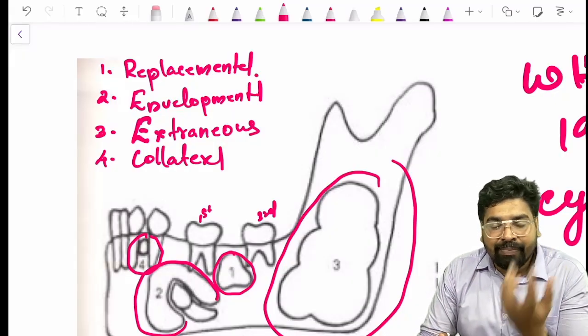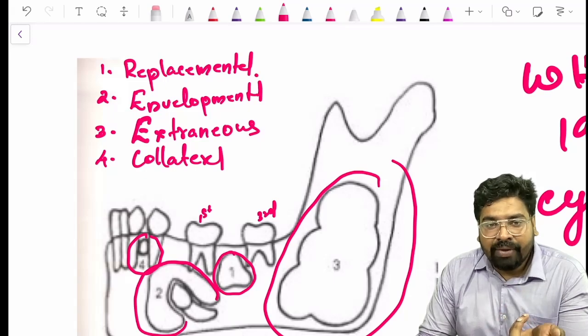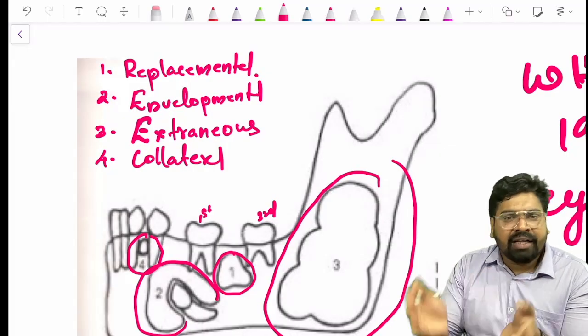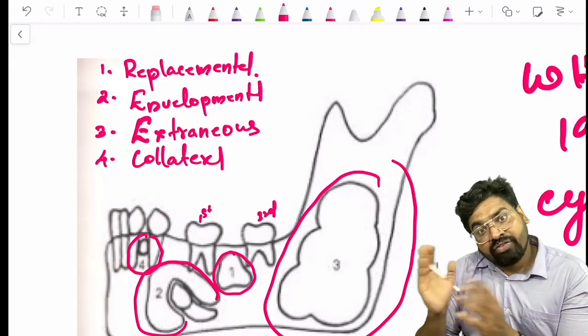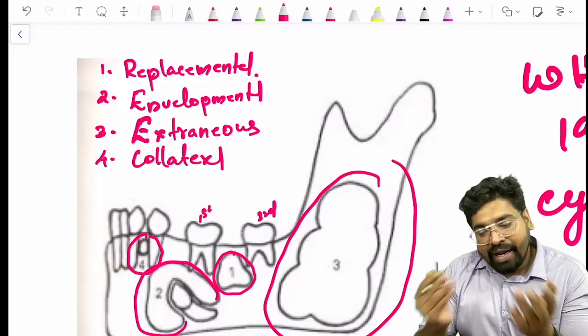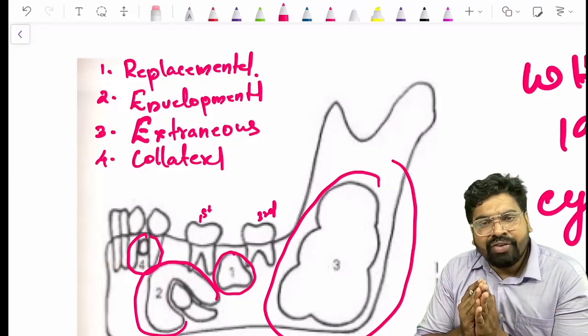Okay, so one is a replacemental, if it is replacing a tooth bud. If it is originating in an impacted tooth, covering it, that is envelopmental. Third one is extraneous, if it is occurring in the ramus region, and if it is between the roots, it is called collateral. So these are the 4 types of OKCs.